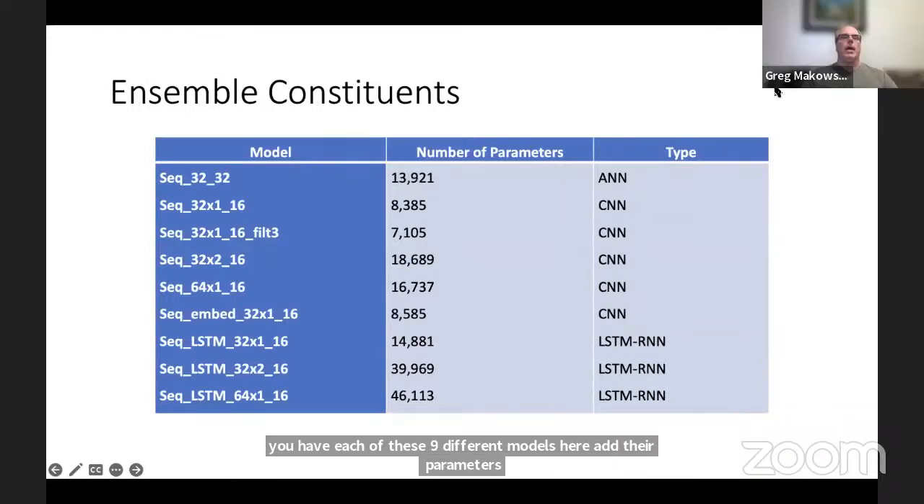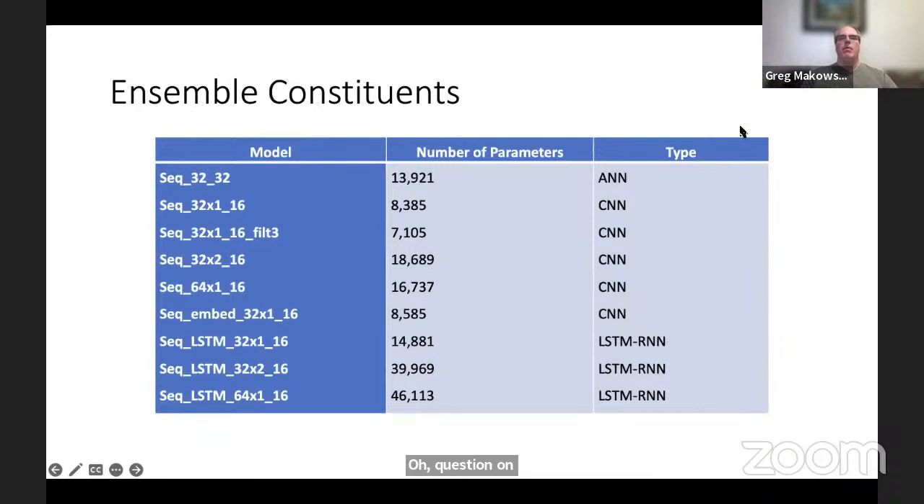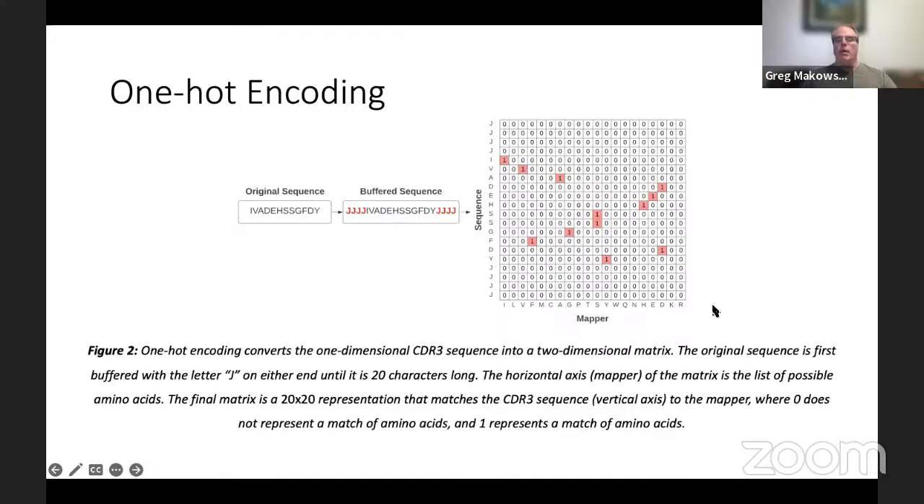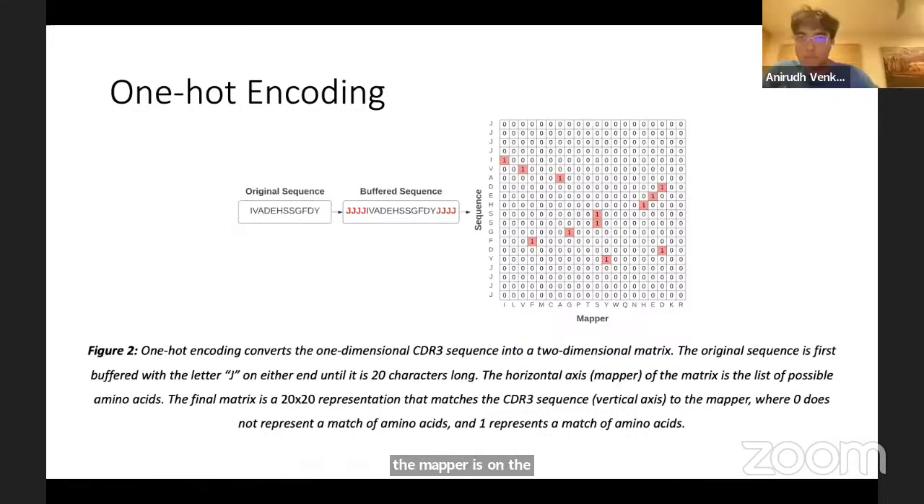Question on chat: how are the 20 amino acids mapped into the matrix? So I assume each amino acid was a letter. Yes. You have the mapper, which has each amino acid as a particular letter, and you have your sequence on the left-hand side, and they're mapped to whichever one represents it in its mapping space. Like in the middle there are 2 S's in a row in the sequence, where there are 2 adjacent ones. So the sequence is the order of amino acids, and the mapper on the horizontal axis is which of the 20 amino acids. Is that the case? Yeah, that's the case.